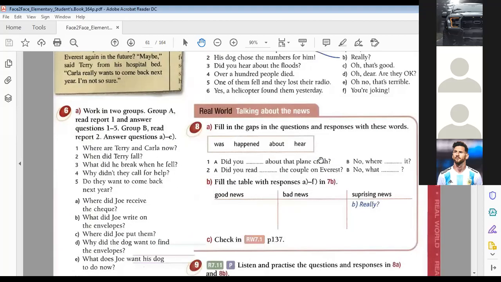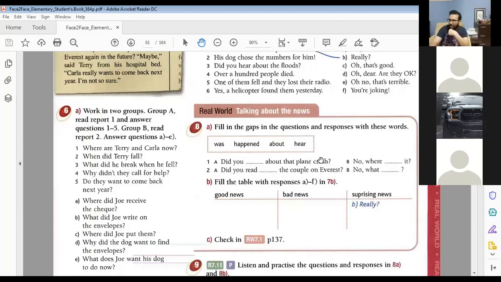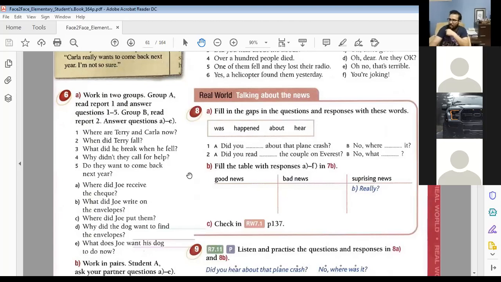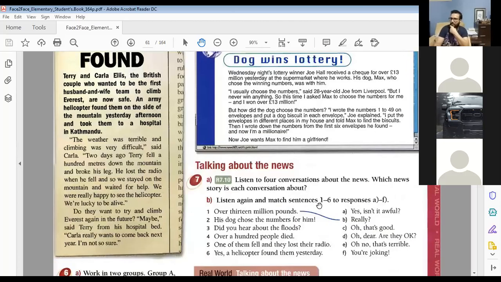Okay. Where's Hannah? Can you do question D? Why did the dog want to find the envelopes? Why? Why did the dog want to find the envelopes?